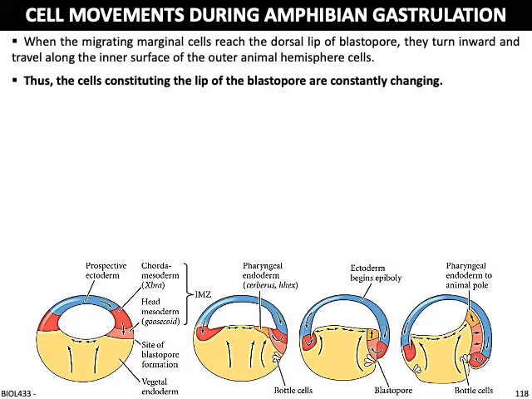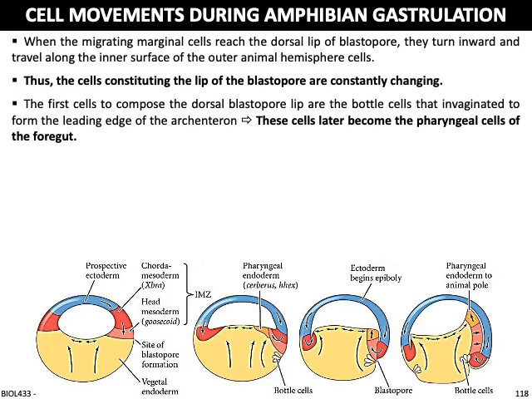Thus, the cells constituting the lip of the blastopore, either dorsally, ventrally, or marginally, are constantly changing because they push inward and other cells are replacing their place. The first cells to compose the dorsal blastopore lip, as we said before, are the bottle cells. They lead the other cells to internalize, and they form the leading edge of the archenteron. And these cells will form in future the pharyngeal cells of the foregut.